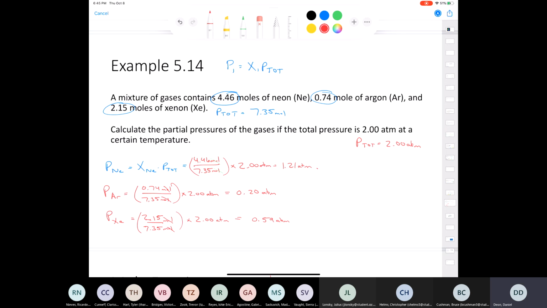Now you can do a check in this problem. If you tally up all of these partial pressures, if you add them all together, you should get 2.00 atmospheres, which is the total pressure. And that's what they equal.